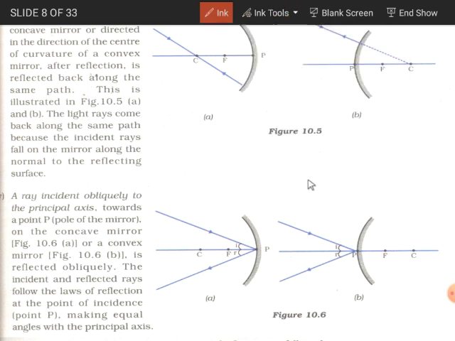Yes, in the case of plane mirrors, okay, plane mirrors means incident on the plane surface. Suppose this is the reflecting surface, and if this is the normal, got it, like this, and what happens if the incident ray falls like this? Suppose this is the incident ray.